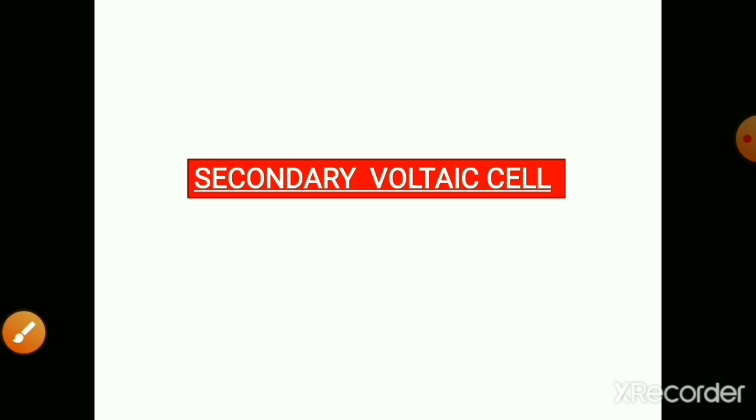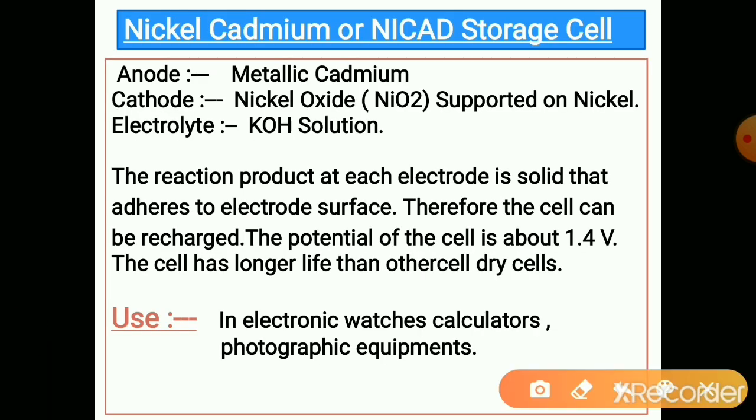Let us come to the example of secondary voltaic cell. Nickel cadmium cell. Nickel cadmium is a secondary voltaic cell. This cell can be recharged again and again. This includes many cycles of discharge and recharge. As the chemicals produced are solid that adhere to the electrode surface, the cell can be recharged.